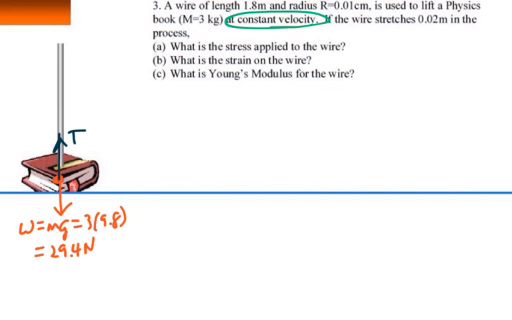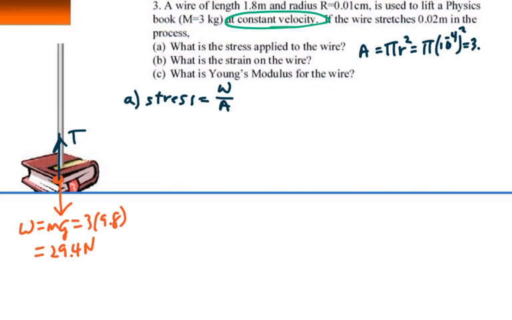So if we're talking about the stress, it is going to be equal to, either way you look at it, the tension per area on the wire, which would be equal to the weight per area on the wire. Now the area of the wire is in turn equal to pi r squared. So that's going to be pi times 0.01 centimeters, which is 10 to the minus 4 meters, squared. So this is going to be 3.14 times 10 to the minus 8 meters squared.